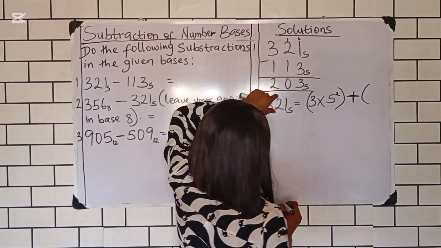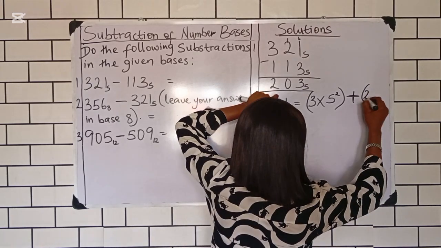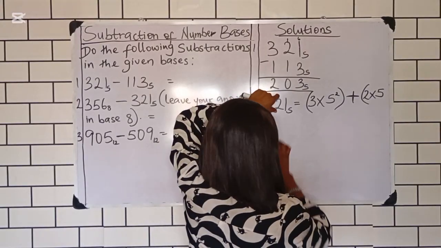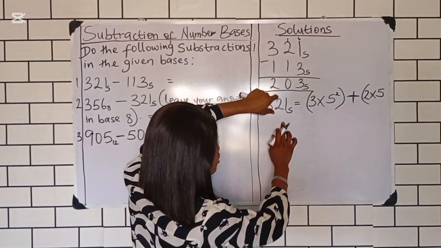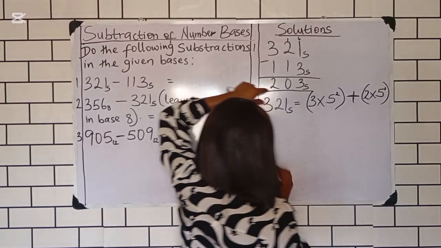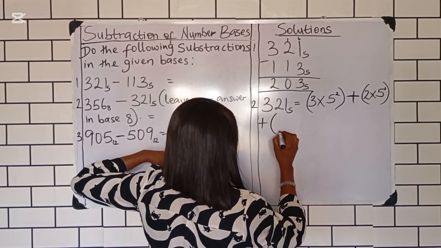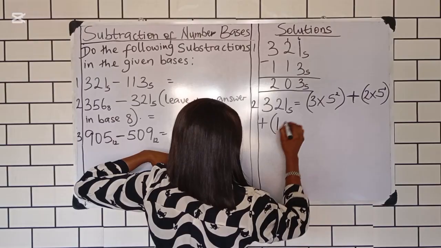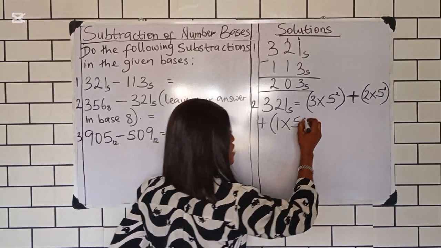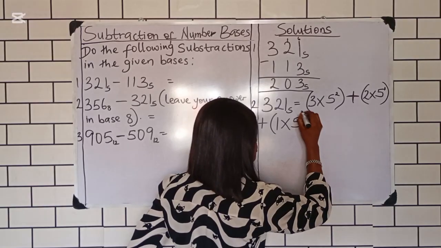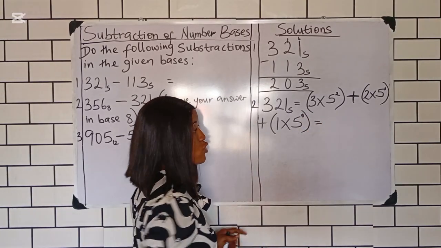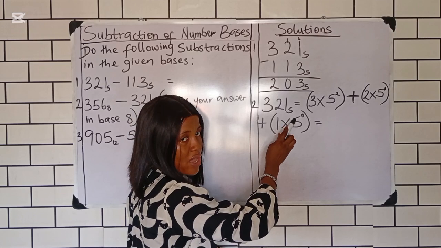Open bracket. The second number here is 2. 2 times 5 raised to power 1, because after this 2, the remaining number here is only a single number, bracket, plus open bracket 1 times 5 raised to power, after 1 there is no other number here, so 0, raised to power 0, bracket. All these numbers are multiplying 5 because here we are solving in base 5.